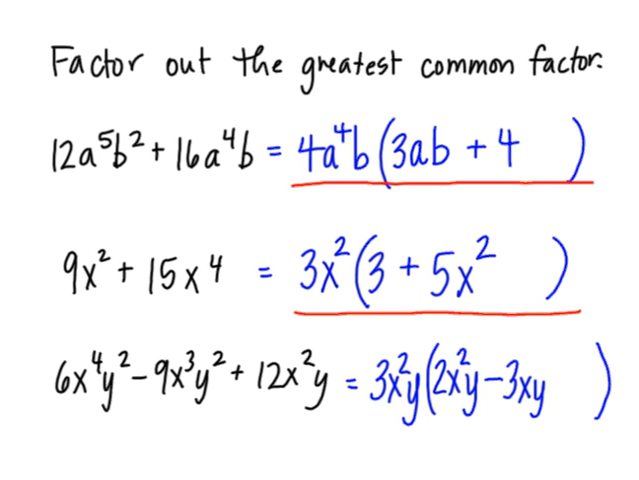Going to the last one, that would be a plus. 3 times 4 gives me 12. I don't need any more x's. I don't need any more y's. So that would be my final answer: 3x squared y times parentheses 2x squared y minus 3xy plus 4.